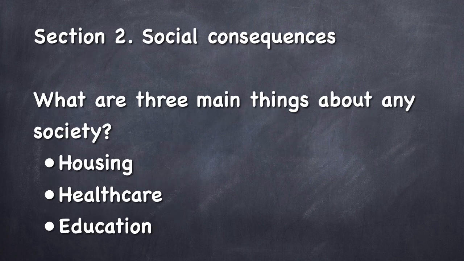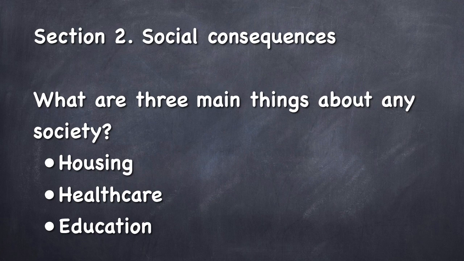Section 2, social consequences. This one is about people, right? So what are the 3 main things about any society? What are the 3 things that are most important for people? Well, number 1 is housing, number 2 is healthcare, and number 3 is education. What are the 3 essential things to anybody in any society?